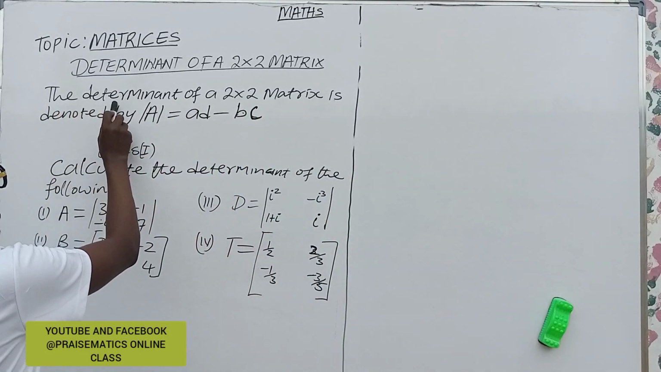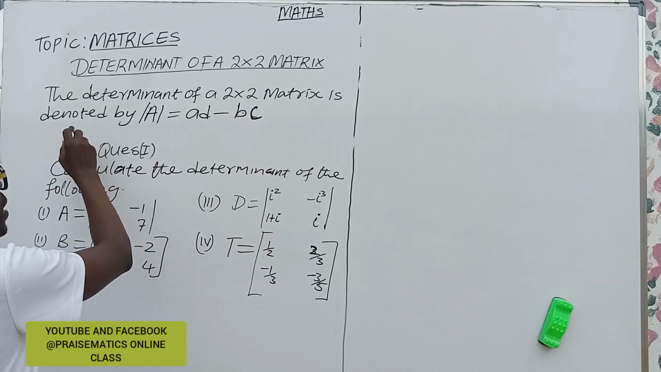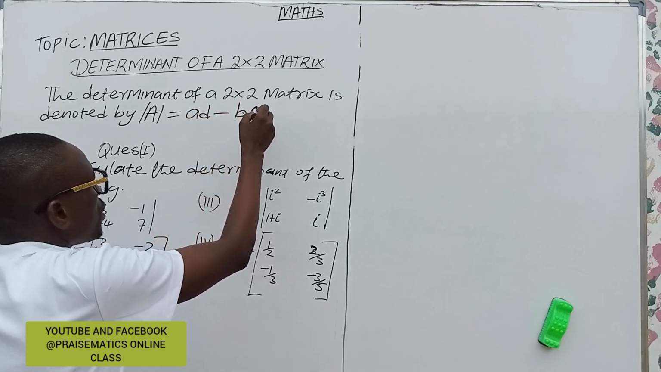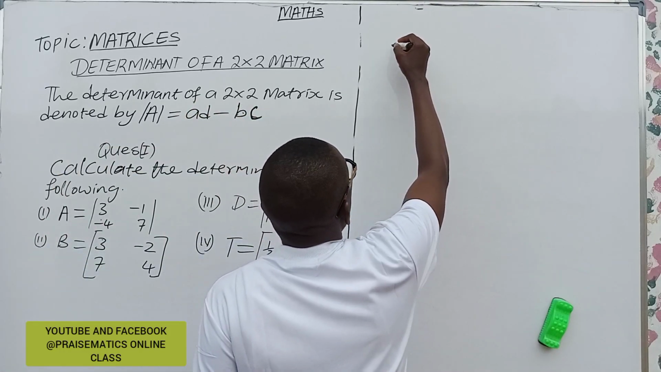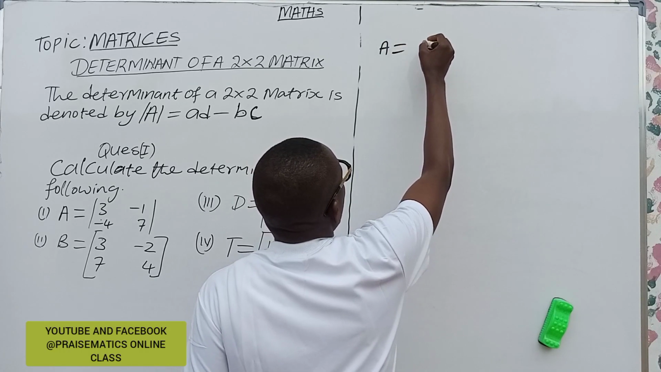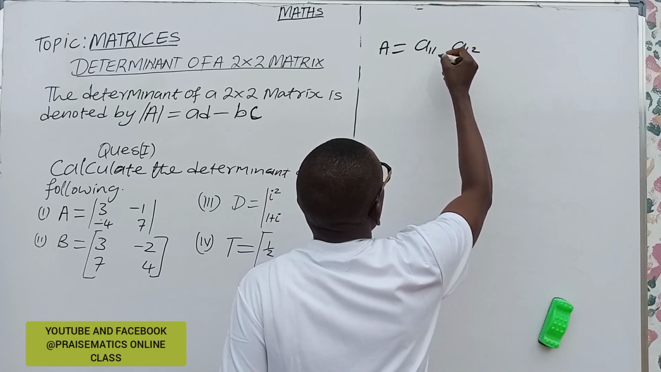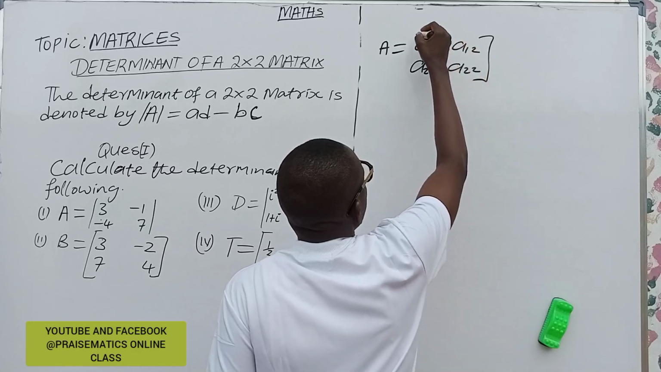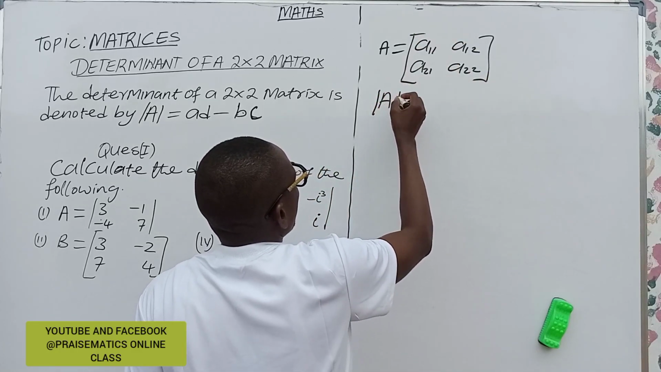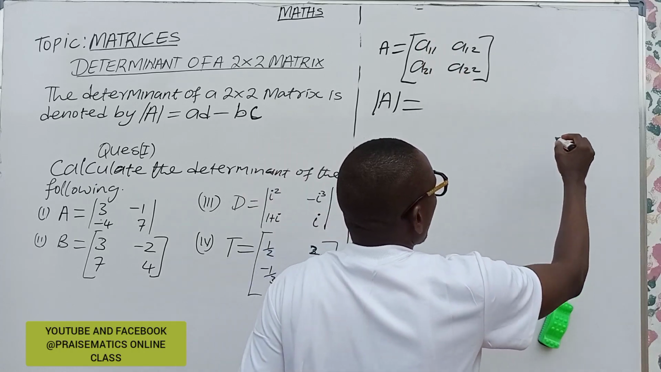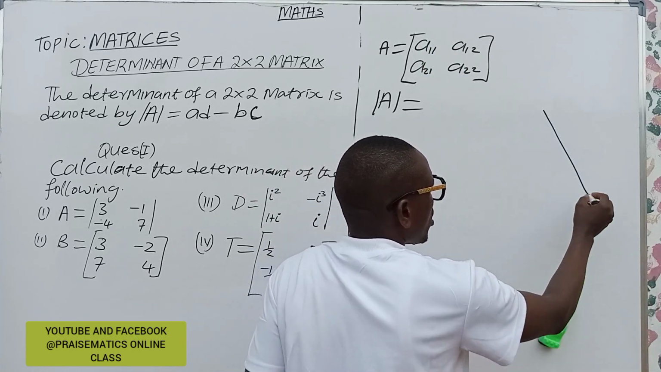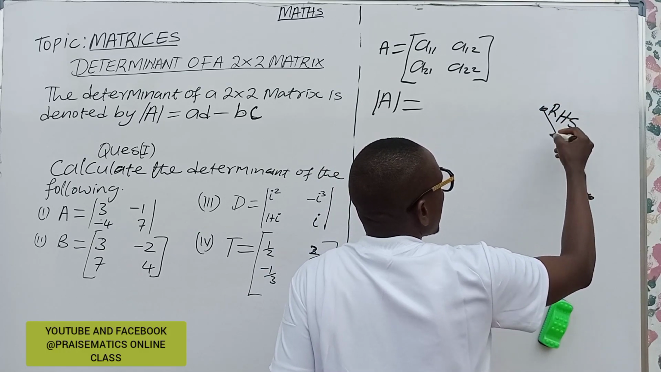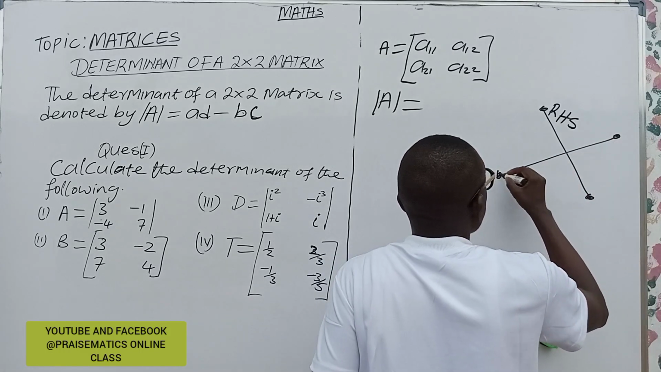The determinant of a 2 by 2 matrix, denoted by determinant A, is equal to ad minus bc. Where do we get this? Now let's look at this. Given that A is equal to a11, a12, a21, a22. When we have this and somebody asks us to find the determinant of A, we have what we call the right leading diagonal, the right-hand side, minus the left-hand side.